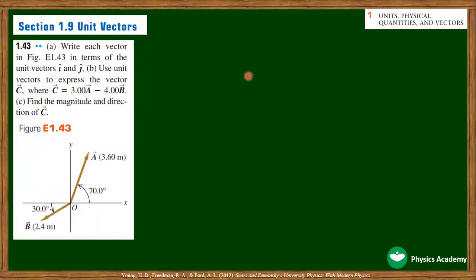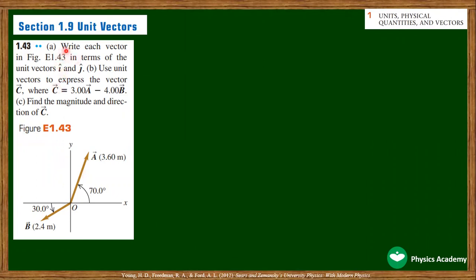So today we're going to answer exercise 1.41. This is under section 1.9, unit vectors, under chapter 1, units, physical quantities and vectors. We're using University Physics with Modern Physics, 13th edition.